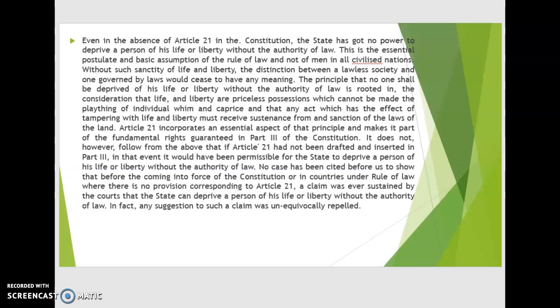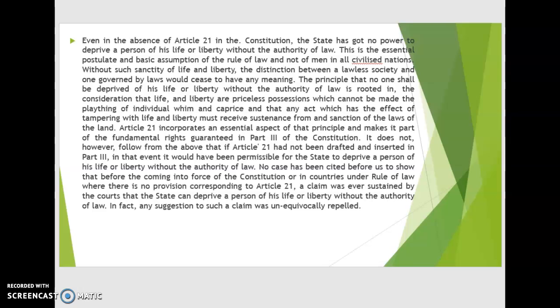It does not, however, follow from the above that had Article 21 not been drafted and inserted in Part 3, in that event it would have been permissible for the state to deprive a person of his life or liberty without the authority of law.